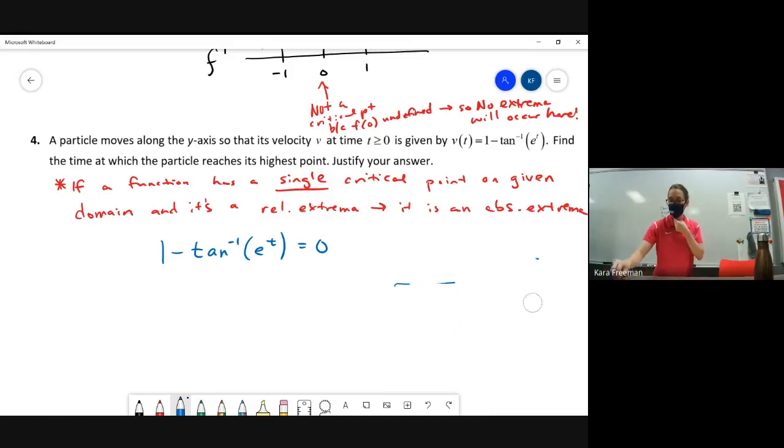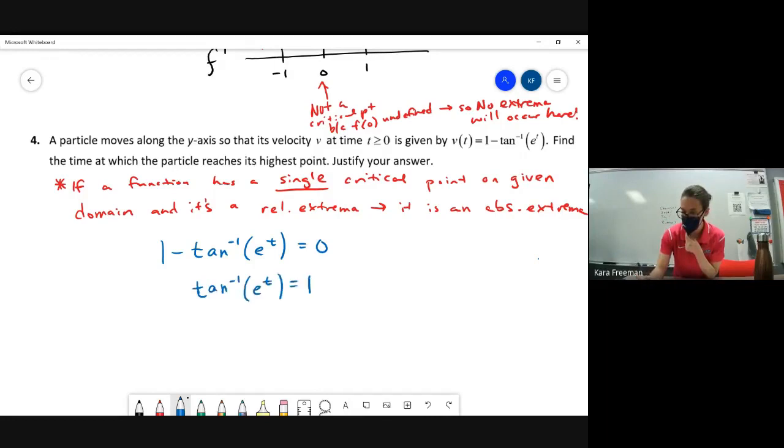That means, is there any place where this expression would be undefined? No. But you want to always think about it. So now we are just solving this for 0. It looks at first glance like we need a calculator, but we actually don't. First step I would do is move the 1. So really I'm looking for when is the inverse tangent equal to 1, correct?